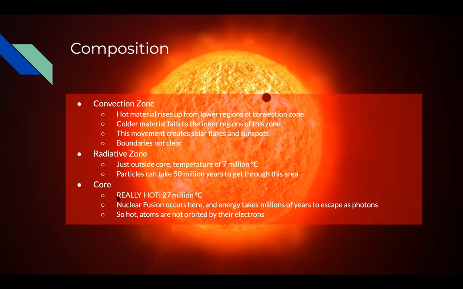This is the hottest part of the sun, 27 million degrees Celsius. I'm not even going to bother converting that into Fahrenheit because at that point, the numbers stop making sense. Here, nuclear fusion occurs, and this is really the power source of the sun. Energy emitted from the core can take millions upon millions of years to escape the sun as photons. That's how dense the sun is. And the area is so hot, electrons don't even orbit the atoms. They just move around in random directions.